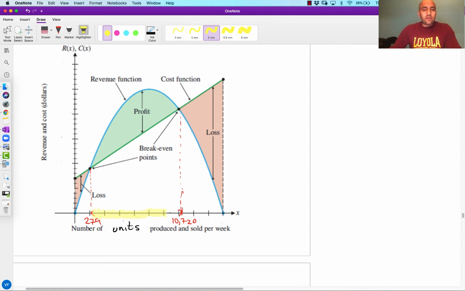You're making money. Of course, you might want to further specialize that and figure out exactly where you make the most amount of money. But as long as you're somewhere in there, you're making money. Okay? When you make more units than that, you're going to start to lose money. When you manufacture less than that number of units, you're losing money. Okay, hope that's clear now.